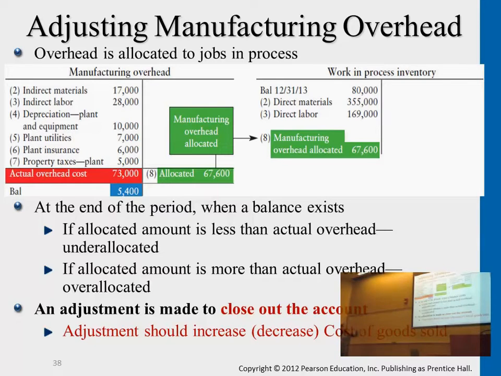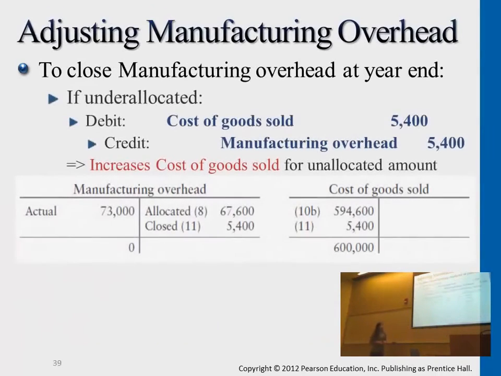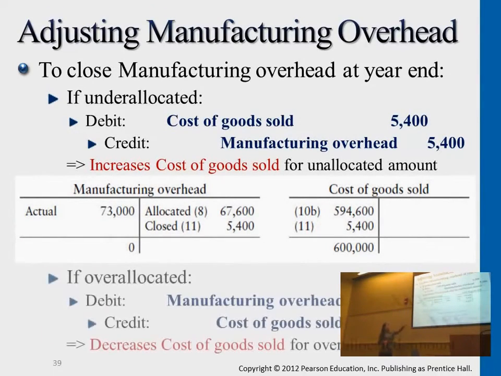Okay, so we compare the debit against the credit. The credit side is lower. That means we underallocated the cost. The credit side is higher. That means we overallocated the cost. So for under allocation, over allocation, these are the two entries we would do at year end.